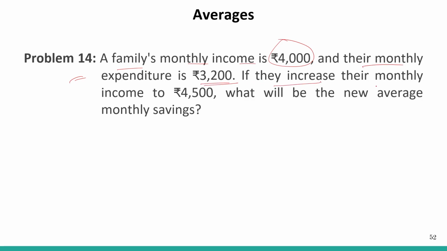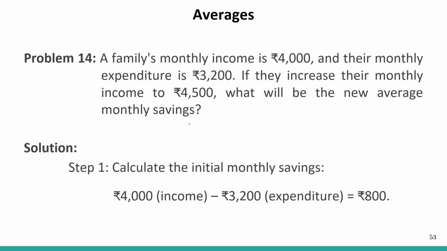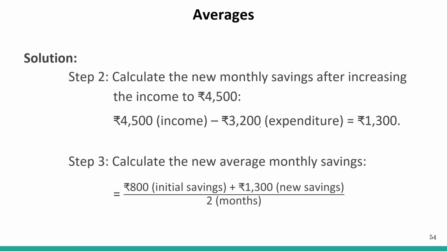So if they increase their monthly income to 4,500, what will be the new average monthly savings? Let's see the step-by-step solution. Calculating the initial monthly savings: income minus expenditure, that becomes 800 in this case. Now calculating the new monthly savings after increasing the income to 4,500: 4,500 income minus the expenditure is equal to 1,300.